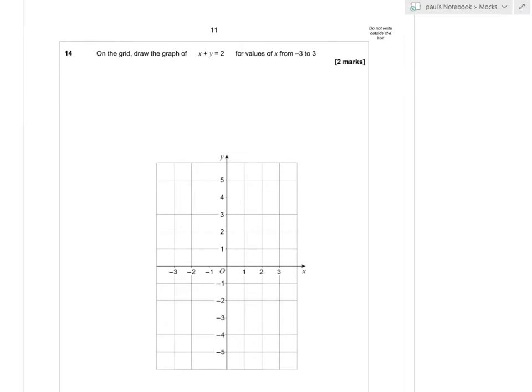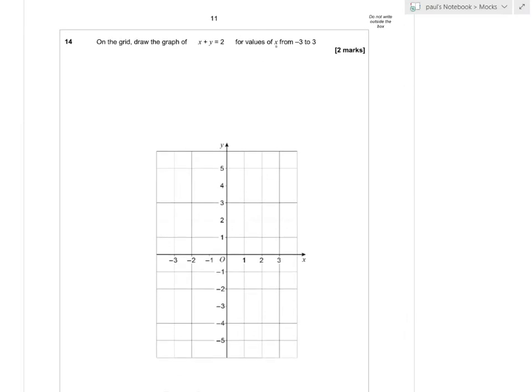On the grid below, draw the graph of that from x from -3 to +3. So I'm going to make a little table. I'm going to go x and y. It's a straight line, so I only need to do 1, 2, and 3. When it's a straight line graph, you only need to do 3 points. If they line up, you're done.